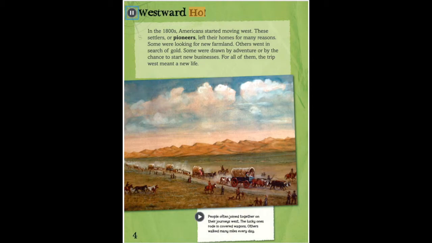Westward Ho. In the 1800s, Americans started moving west. These settlers, or pioneers, left their homes for many reasons. Some were looking for new farmland. Others went in search of gold. Some were drawn by adventure or by the chance to start new businesses. For all of them, the trip west meant a new life. People often joined together on their journeys west. The lucky ones rode in covered wagons. Others walked many miles every day.